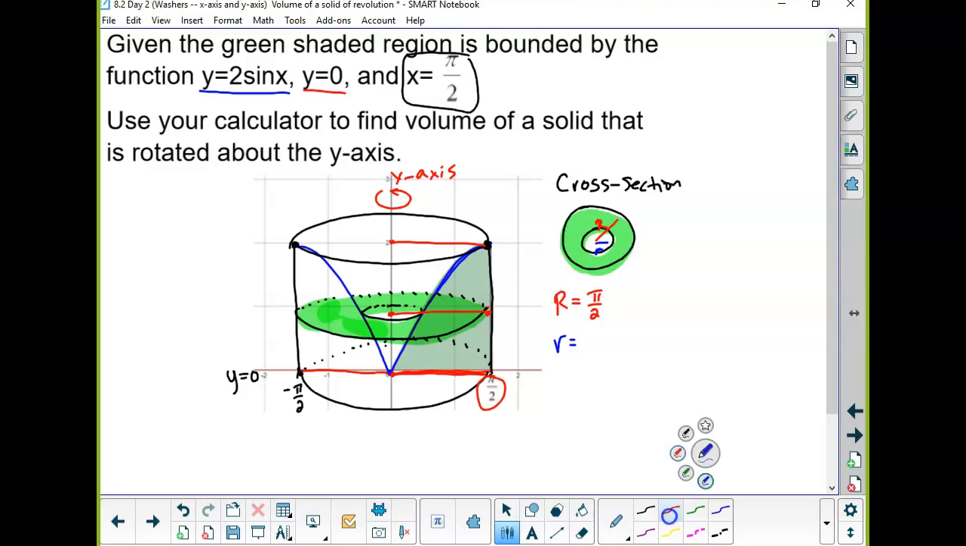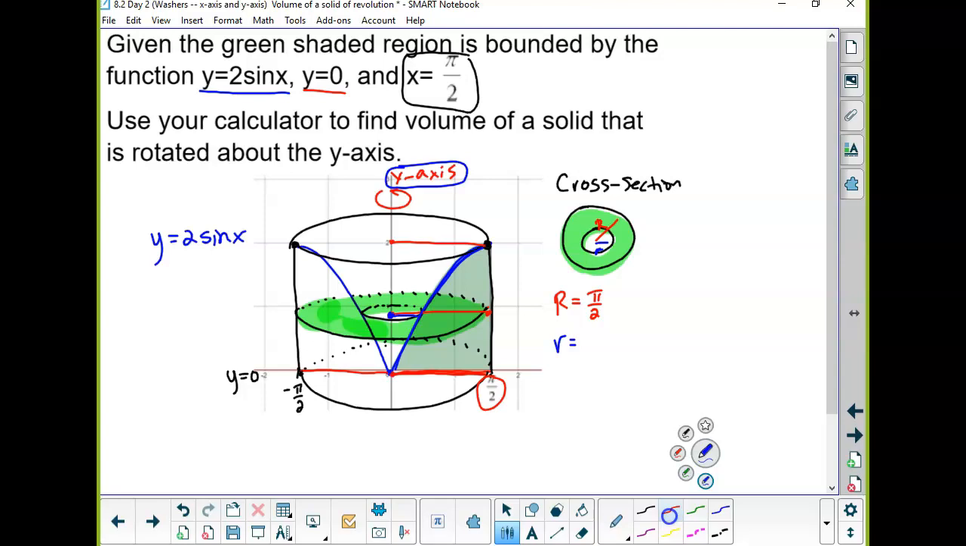All right, now, what about the small radius? That starts at the same spot, and it goes until it hits the blue curve. Well, here's our hint. We're revolving about the y-axis. My radius has to have y into the problem, into the equation. So I know the blue curve is y equals 2 sine of x. Well, that's not written in terms of y.